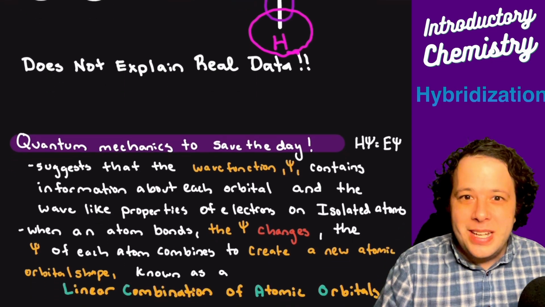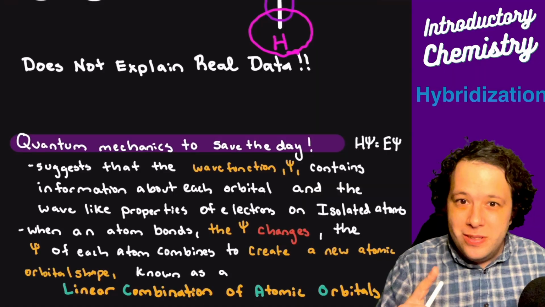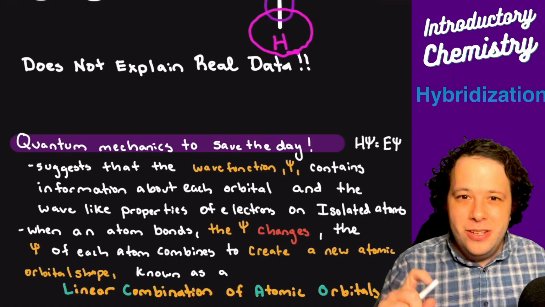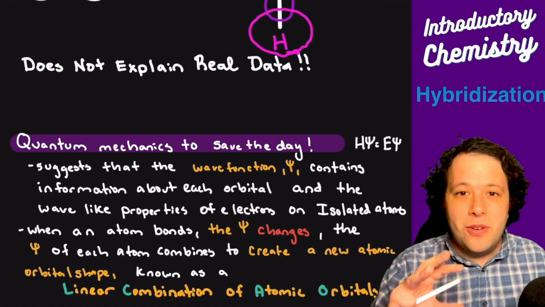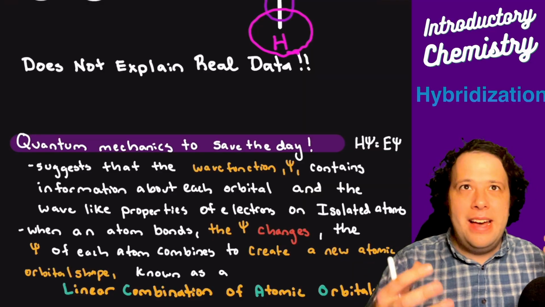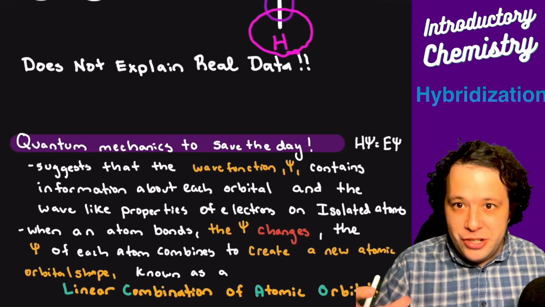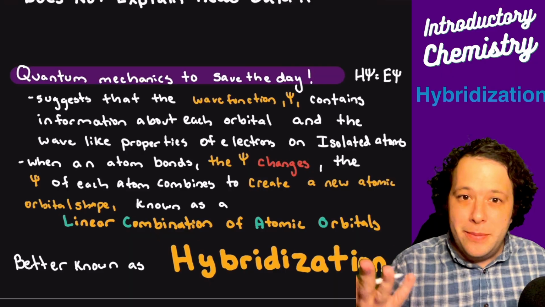So what's going to happen is that wave function is going to change. The atomic orbital is going to make a new shape, a new hybridized shape. Now, all the orbitals that are taking part in bonding are going to add on top of each other. It's going to make a combination of all of them together. So this is what we call a linear combination of atomic orbitals.